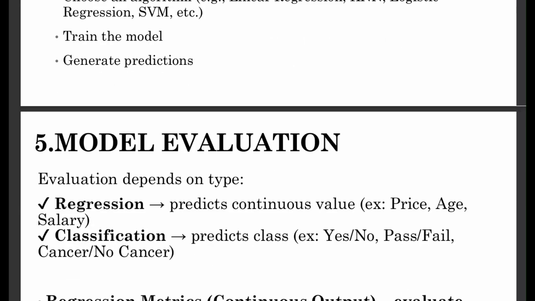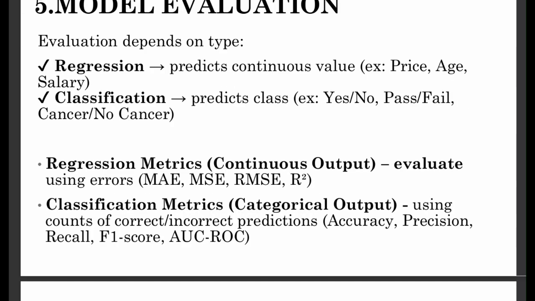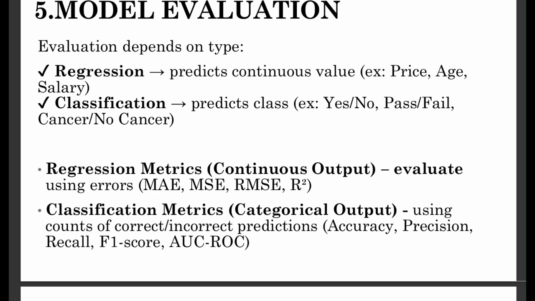Now, coming to phase 5, model evaluation. How do we know if our model is actually good? Evaluation depends critically on the type of problem you're solving. Regression problems, where you predict continuous values like price, age, or salary. Classification problems, where you predict categories like yes or no, pass or fail, or cancer or no cancer. Using the wrong evaluation metric can give you a false sense of how well your model is performing. So, choosing the right metric for your problem type is very crucial.